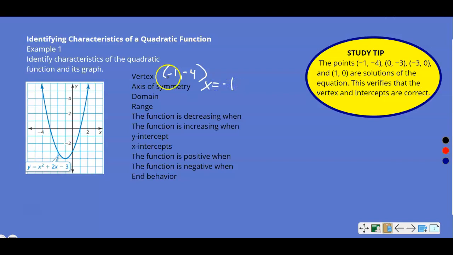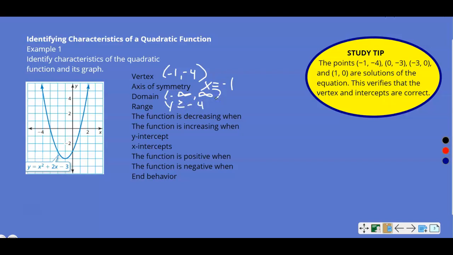Then we can find the domain and range. The domain is all your x values. Since it goes to the left and to the right with arrows, that means it's going to be all real numbers. So you can write that as negative infinity to infinity. And then the range is everything above the vertex. The vertex is the lowest point. So the range is going to be all y values. Remember, the domain is your x values. The range is your y values. All y's greater than or equal to negative 4. So it's going to be y greater than or equal to negative 4.